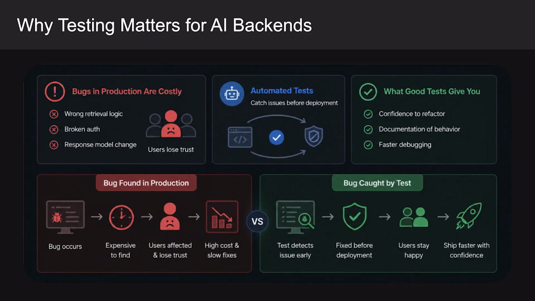A bug in a RAG endpoint is expensive. Wrong retrieval logic means users get bad answers and lose trust in the product. A broken auth check means a security incident. A silent change to a response model means the front end breaks in production and nobody knows why until a user complains. Automated tests catch all of this before deployment.